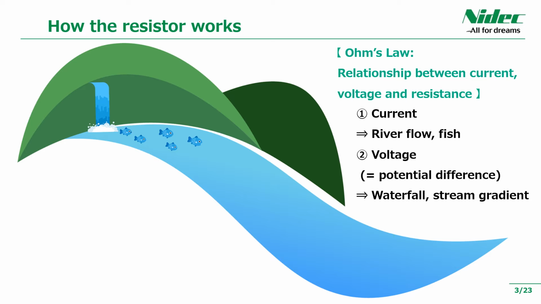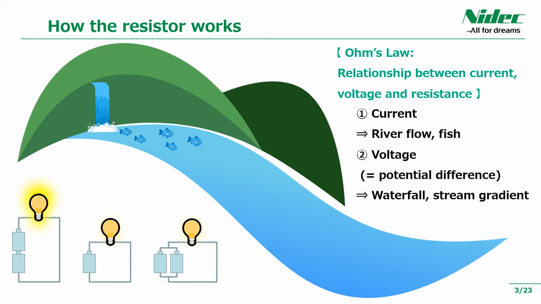The same can be said for the relationship between current and voltage. The higher the potential, the more vigorously the current flows. If you put two batteries in series and turn on the miniature bulb, the brightness will be brighter than when one battery is used, but if you put two batteries in parallel, the brightness will be the same as when one battery is used. This is because the potential is doubled in series, but the potential of each battery does not change in parallel.